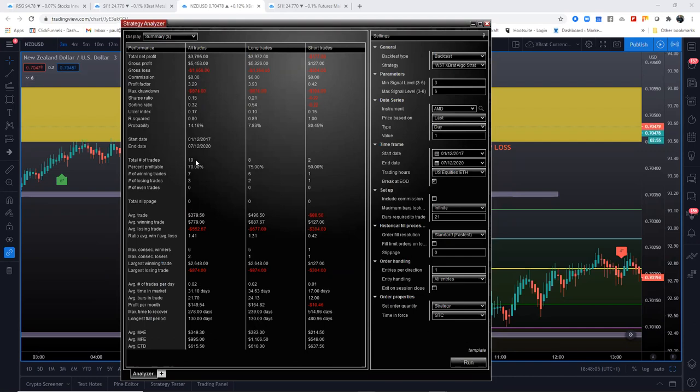Total number of trades, over 3 years, 10 trades using the xBrat Algo on AMD on the daily time frame. Only 10 trades, yeah? 70% win rate average. And, you know, there was $3,795 per one share traded, okay? So really good.